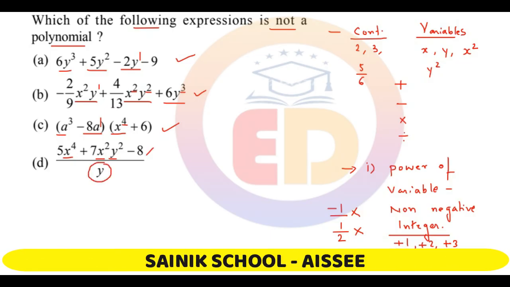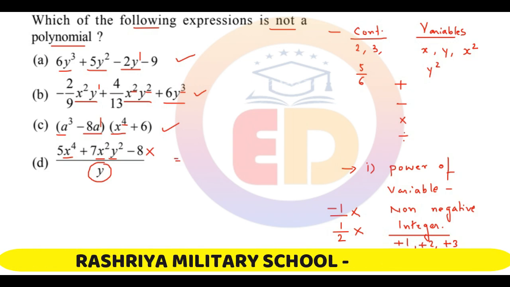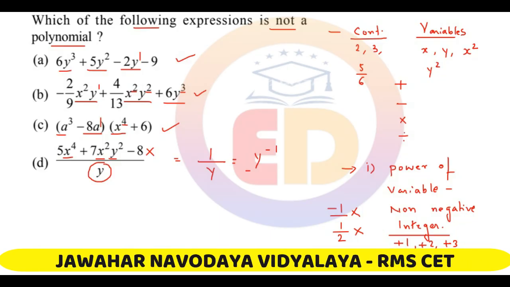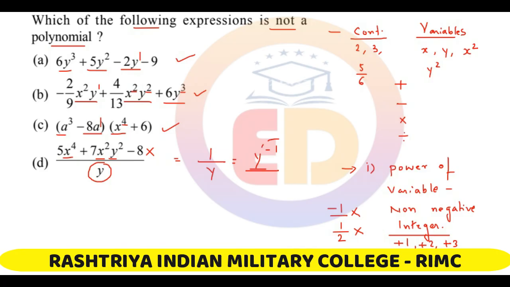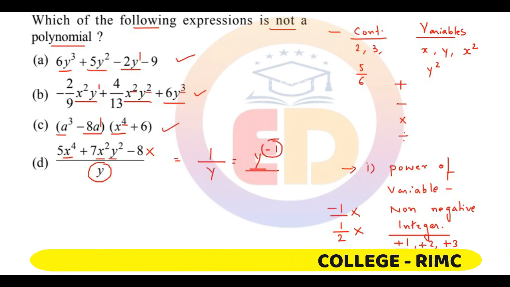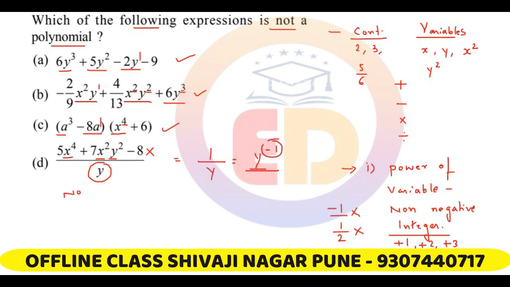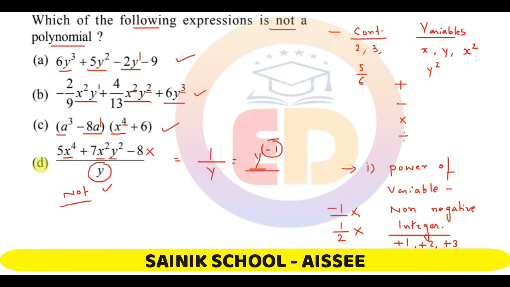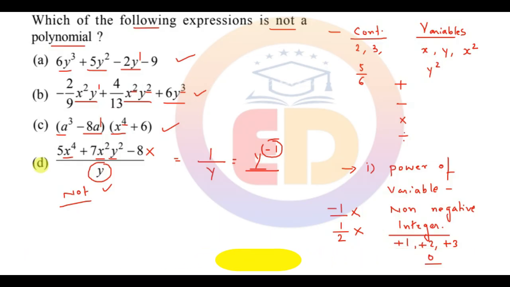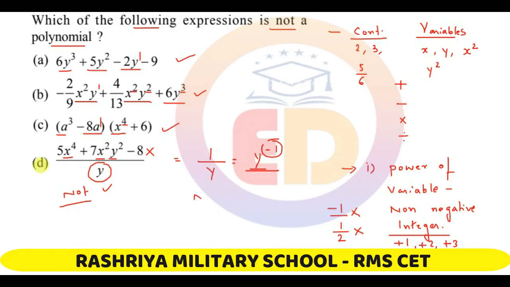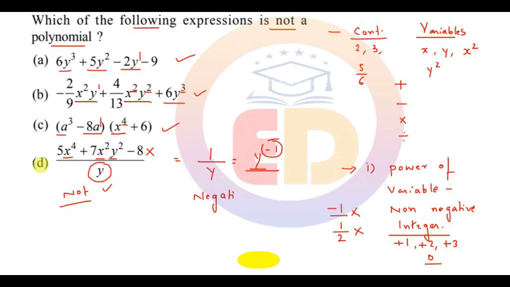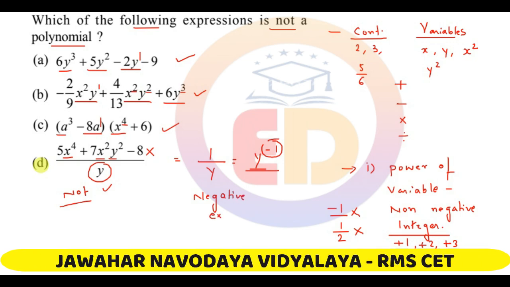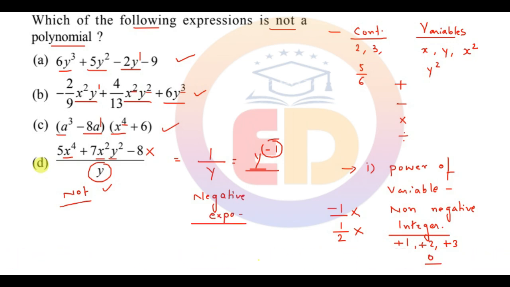If I ignore the numerator, it will become 1 upon y. 1 upon y is y power minus 1. It's a negative exponent. So here I see the power of y is a negative integer. So option number D is not a polynomial. And that is our answer here. Answer will be option number D. 1 upon y is y power minus 1, a negative exponent. And since the power is negative, this is not a polynomial.